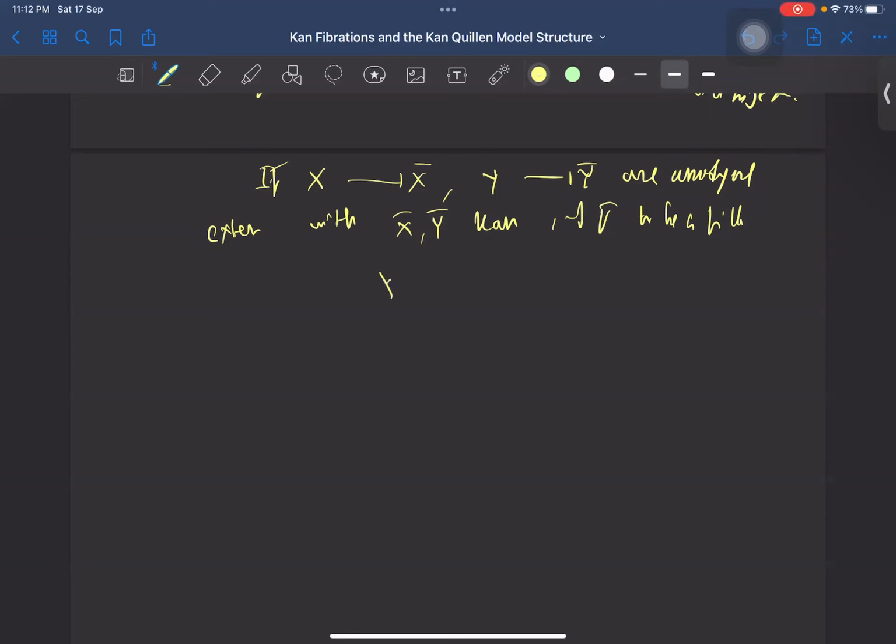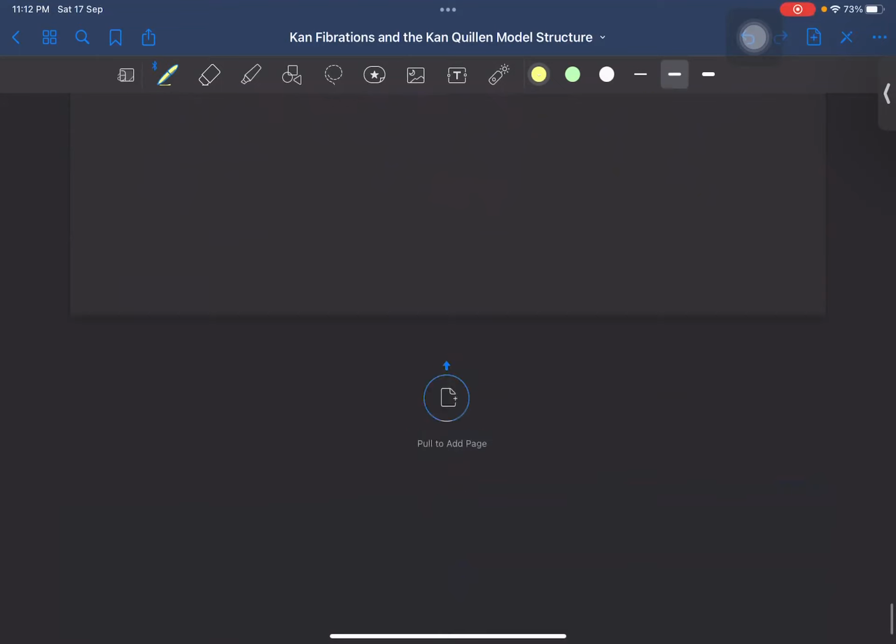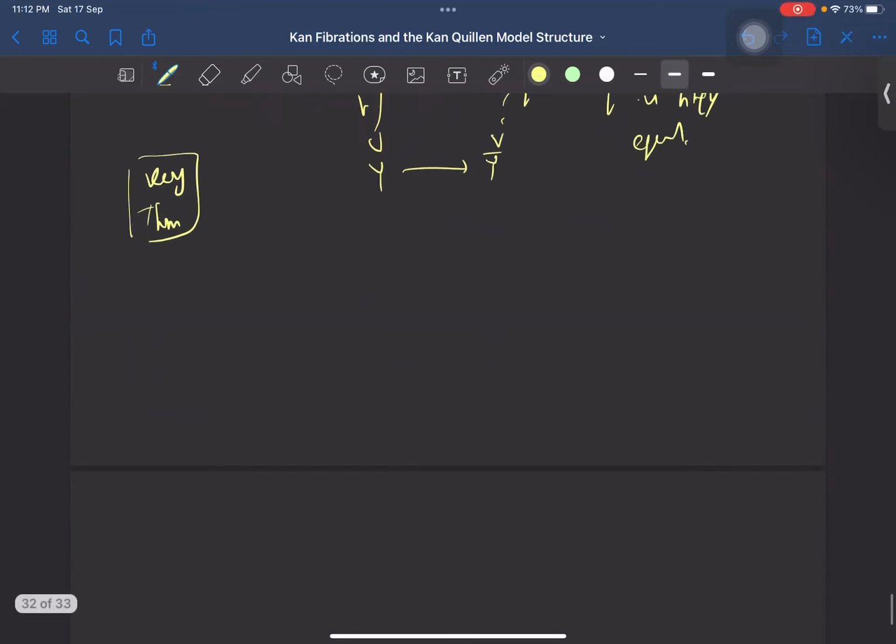Let me draw this clearly. Then F bar, right. This is what I was saying. So it is a homotopy equivalence. So this was our motivation right here. So now let me write the key theorem, or the main theorem, any way you like it.